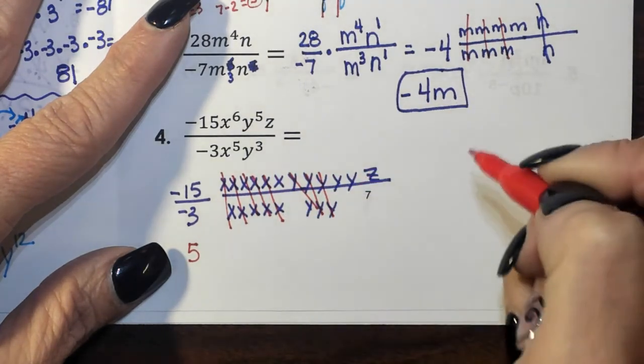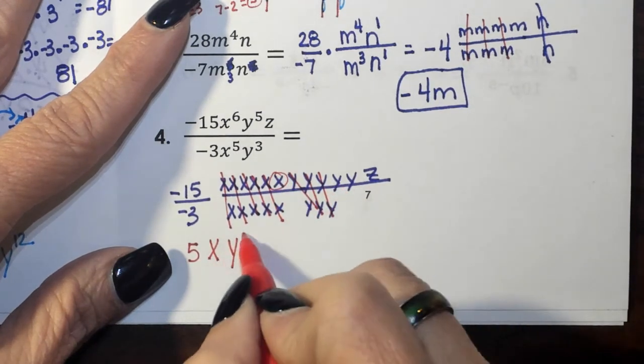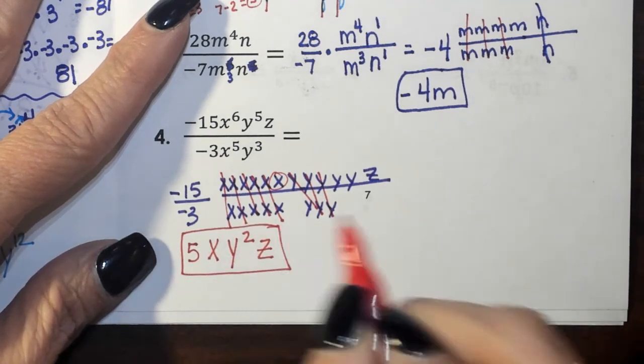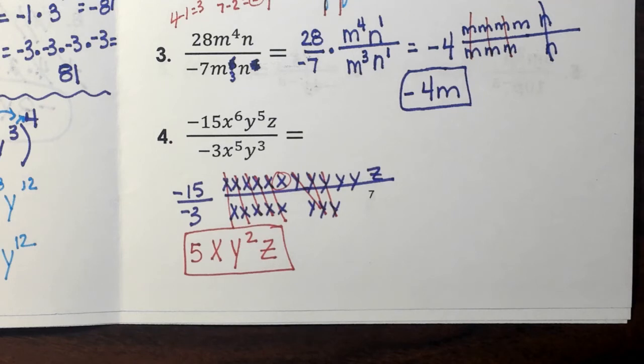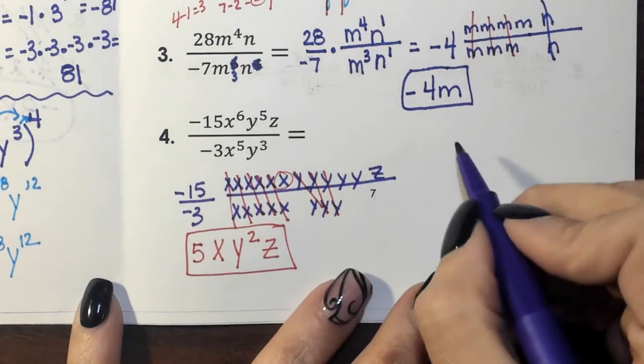Marking off where they match up. Okay, so I've got an x, I've got y squared, and I've got a z. All right, so there we go. Okay, quotient rule. Let's do one more.